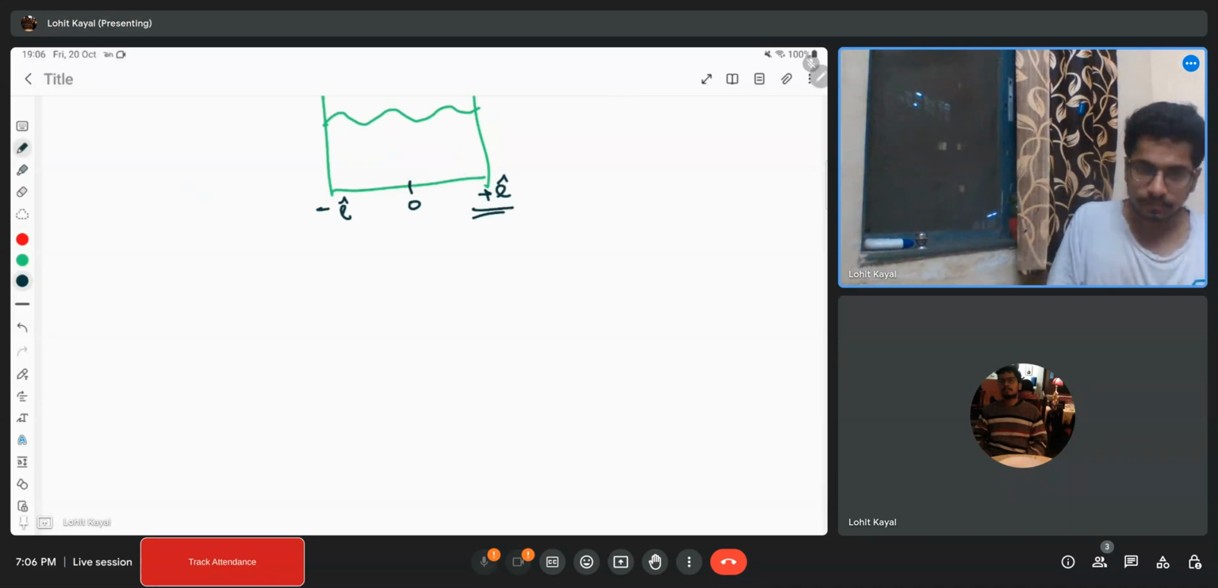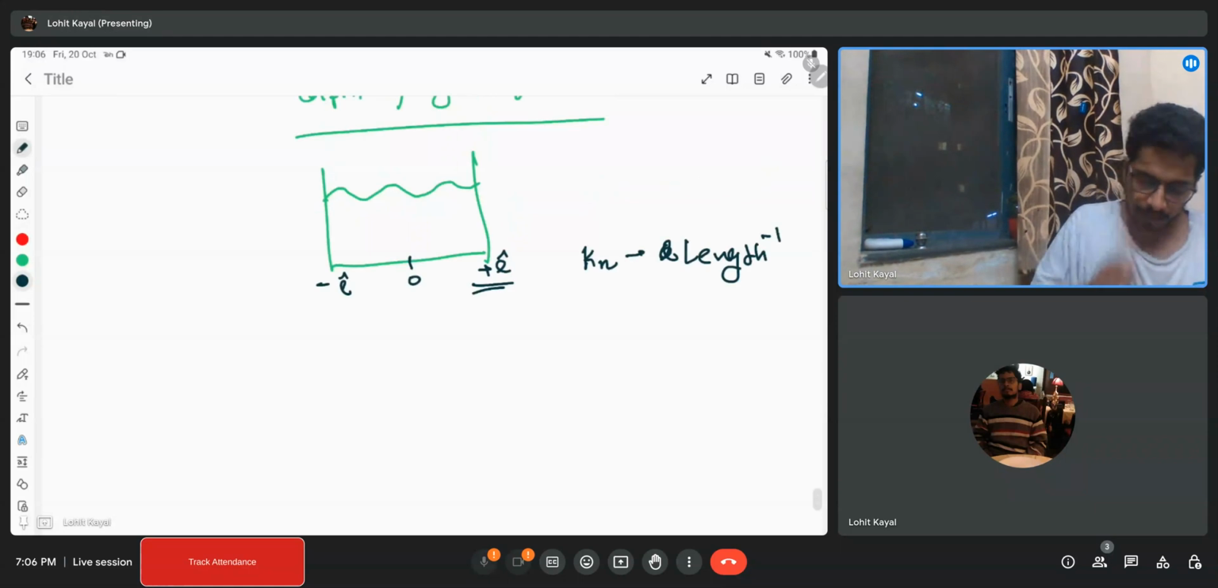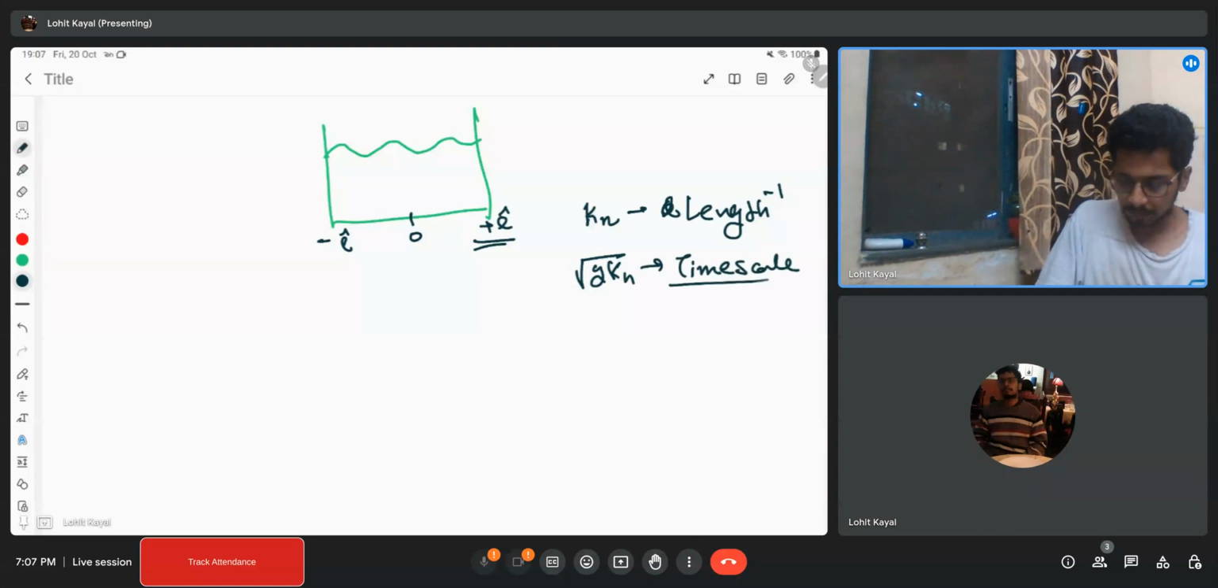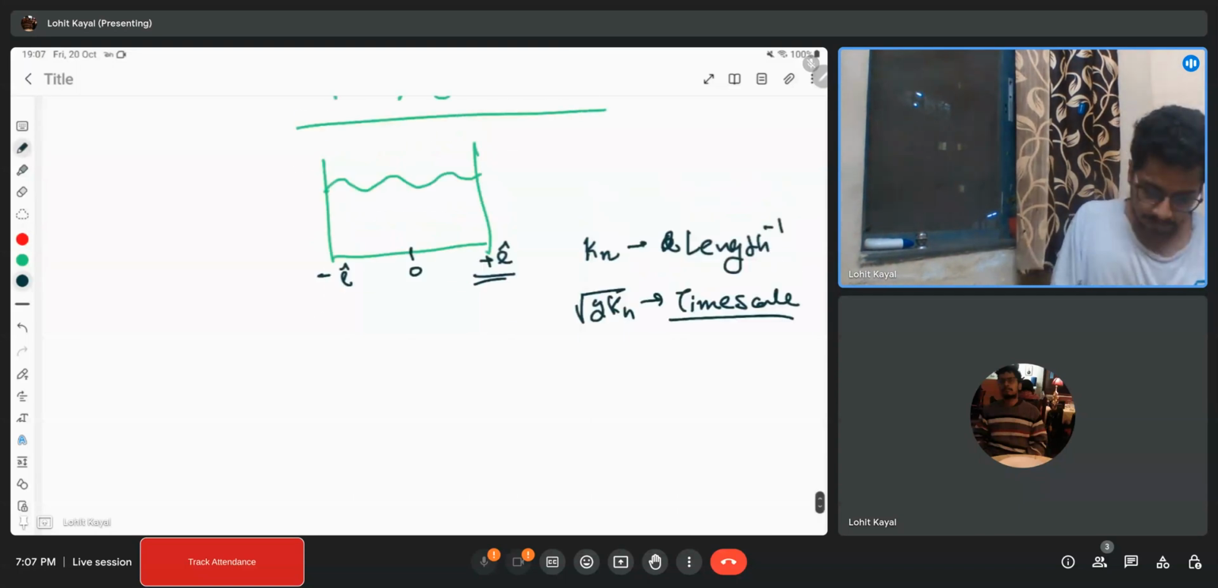And we will non-dimensionalize based on the wave number k_n. I will define what is k_n. Your k_n is the wave number, that is inverse of length. This is your length scale, and the time scale based on the pure gravity waves, that is square root of g k_n. That is your time scale. Okay. So based on that, you will get these differential equations.